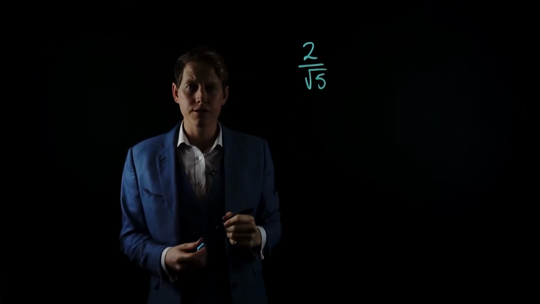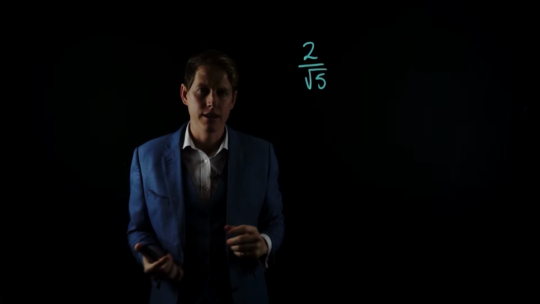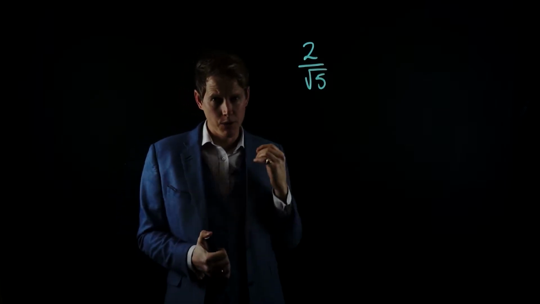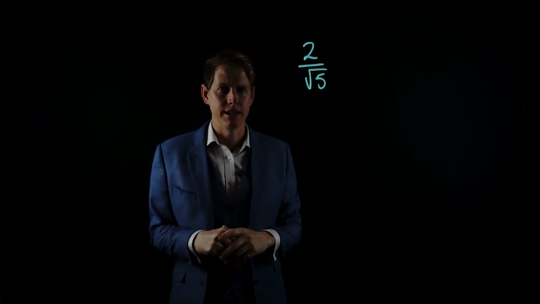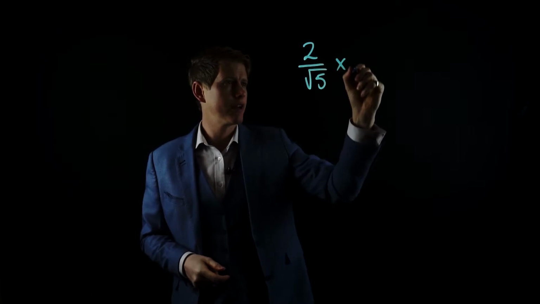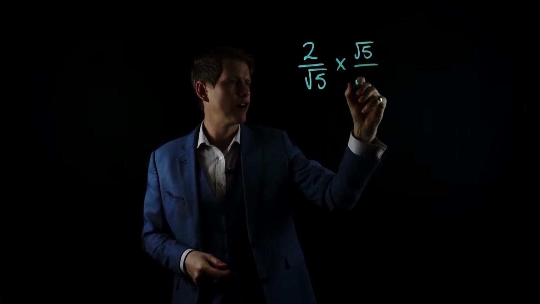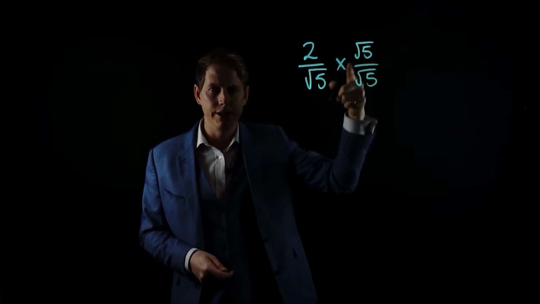Let's look at another example. 2 over the square root of 5. Well, once again, we hate the fact that it's got a square root sign on the denominator, so we want to remove that. How do we do it? Well, we rationalise the denominator. So I'm going to multiply this fraction by root of 5 over root of 5. Whatever's on the denominator of the fraction, we write over itself.